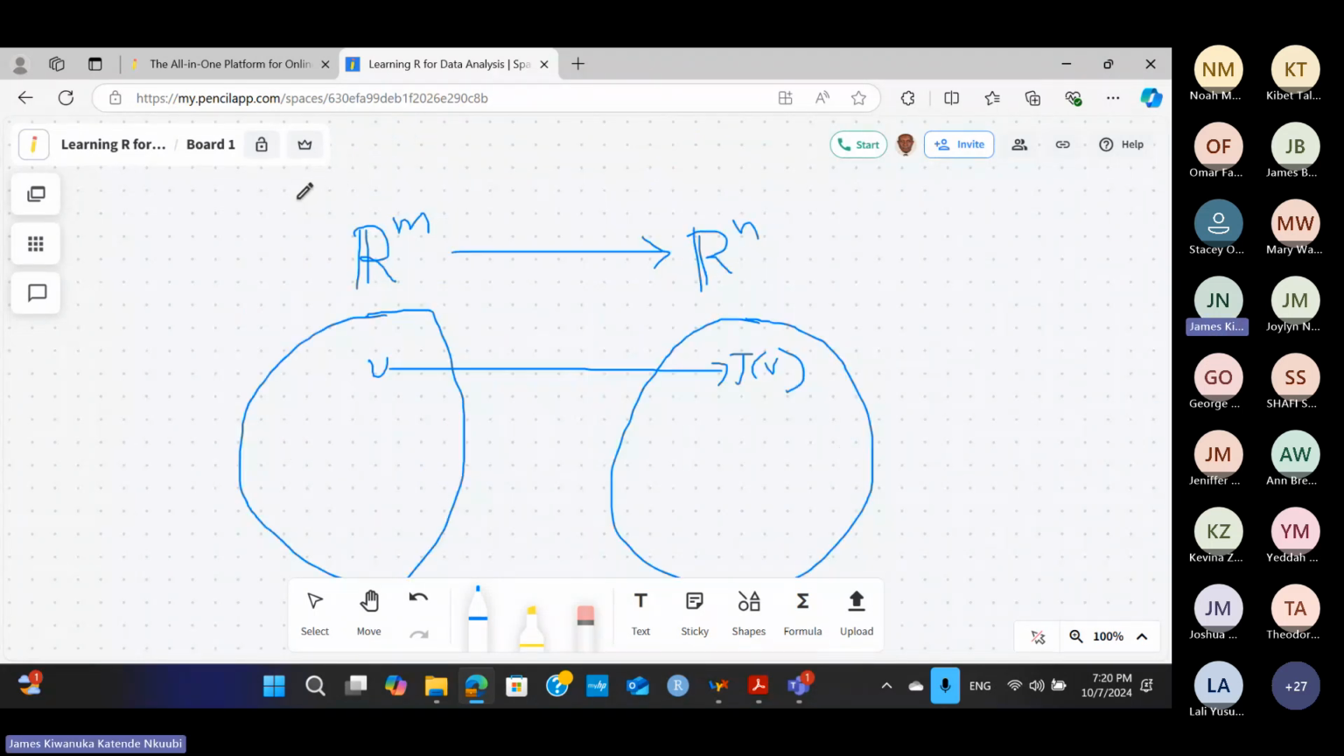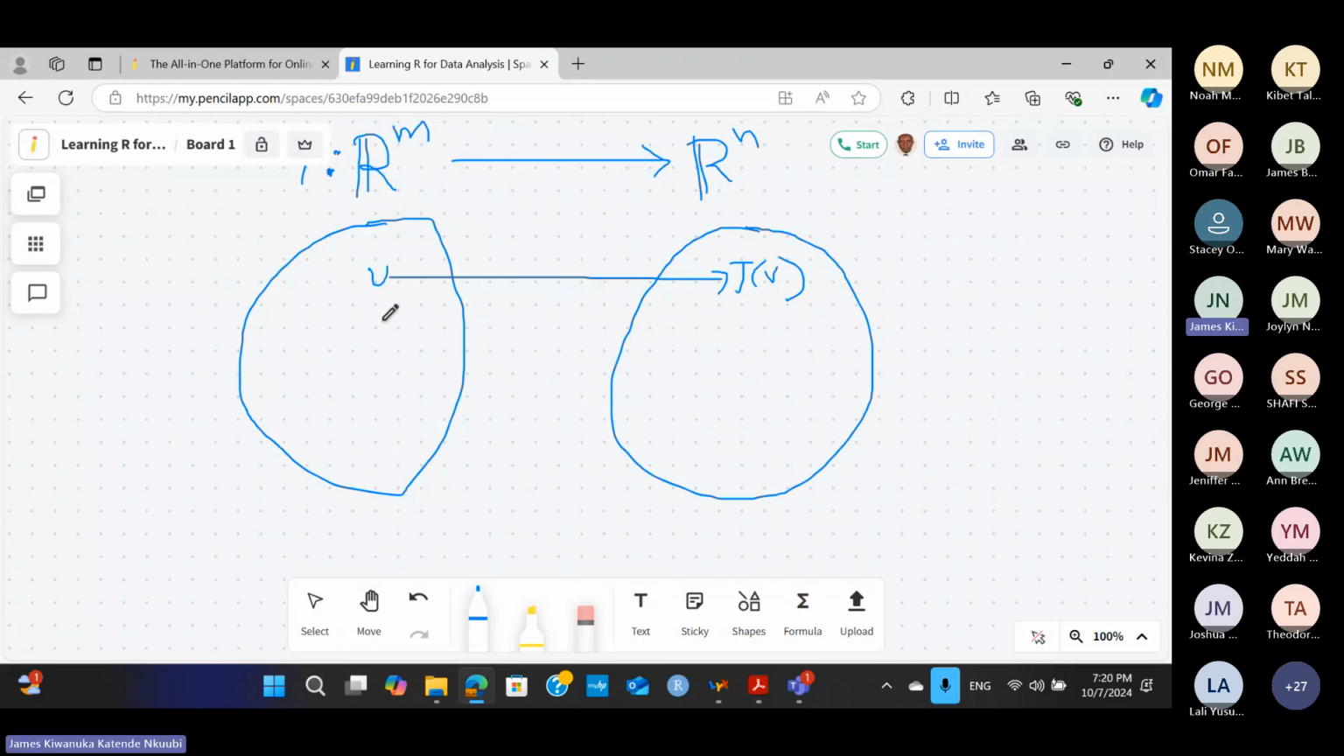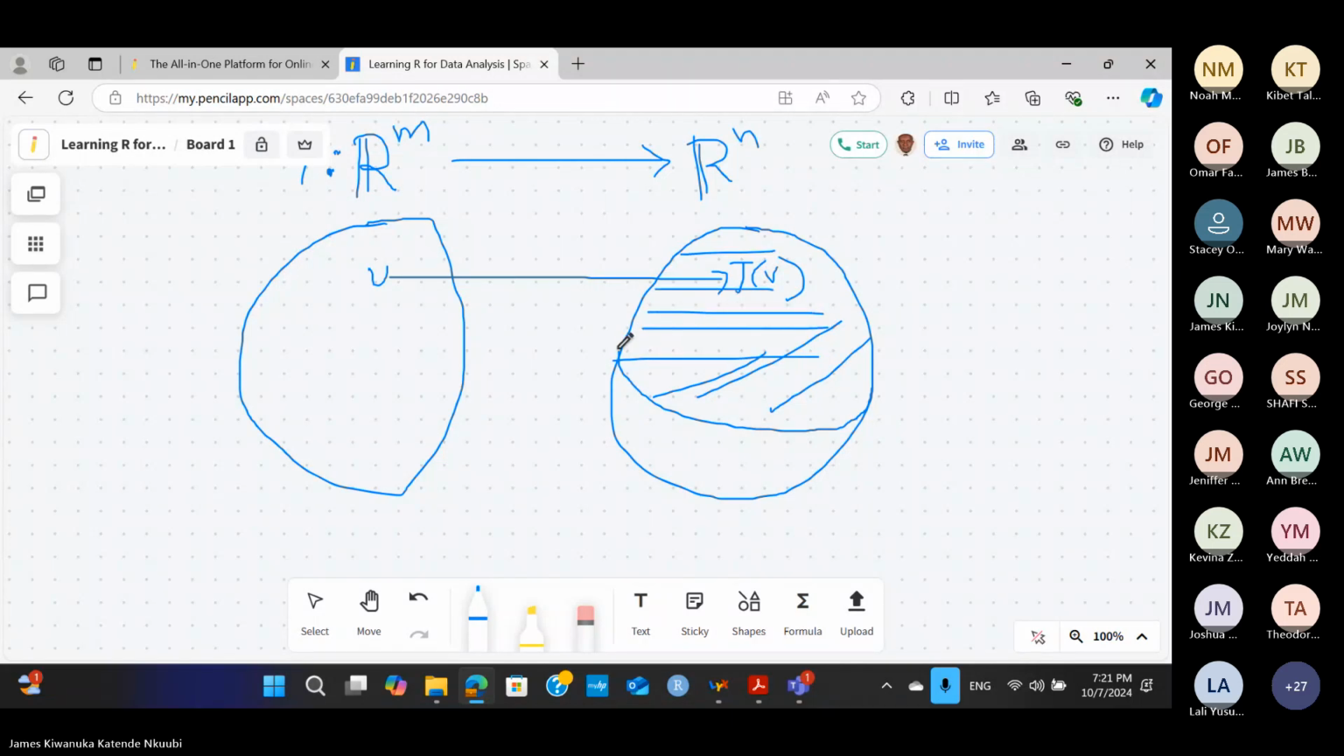So for our map, we can use the letter T to represent the map. The map is from Rm to Rn. So you can find a smaller subset of Rn. I'll just shade it. So this turns out to be, if you find the images of everything in Rm, they all end up in this smaller subset. It doesn't have to be smaller, it can be the whole of Rn, but let's assume that is all there is.